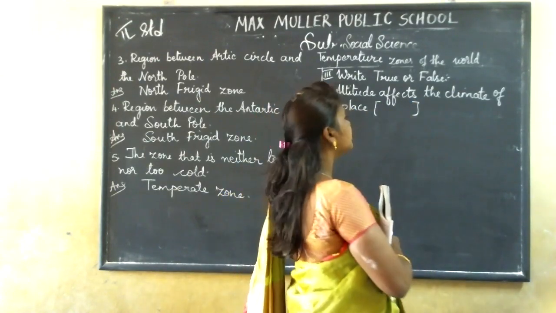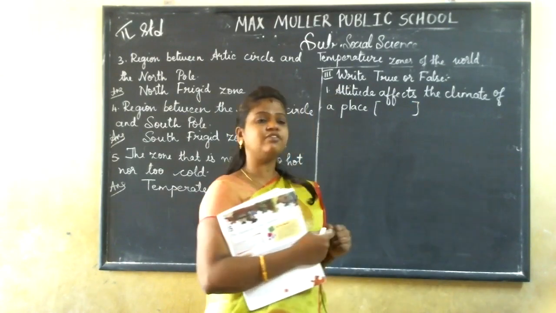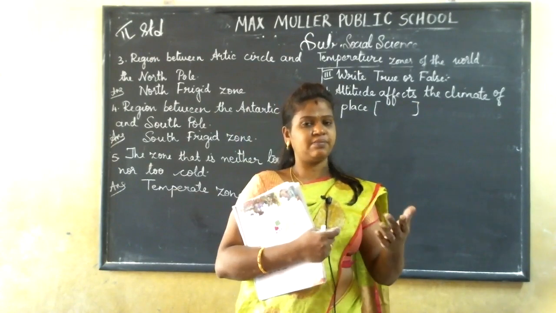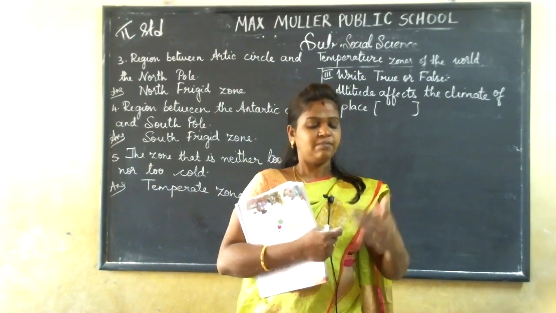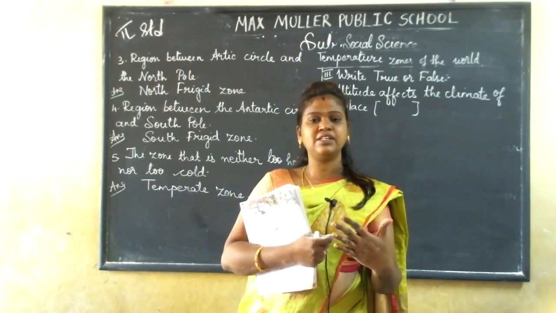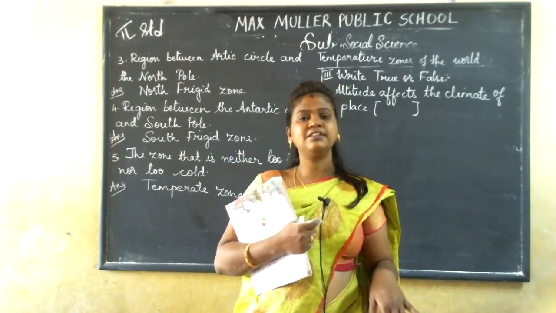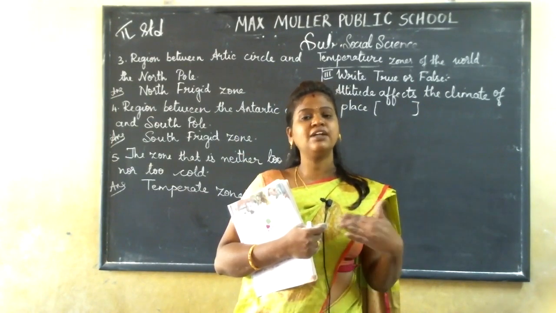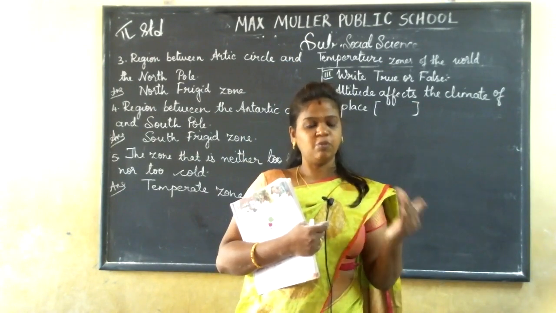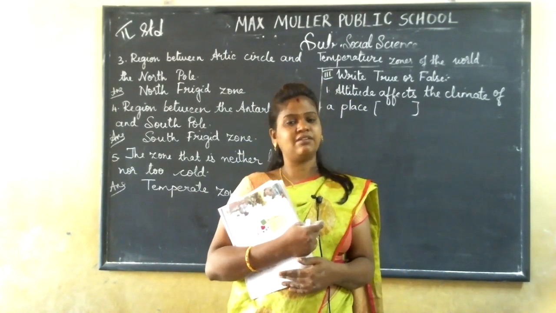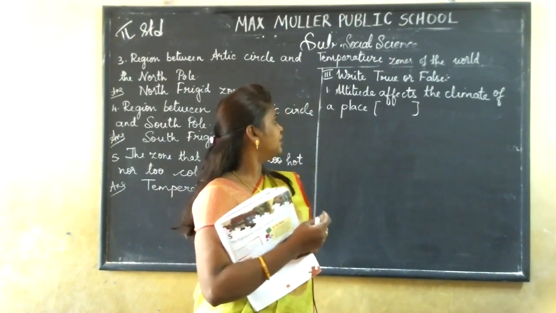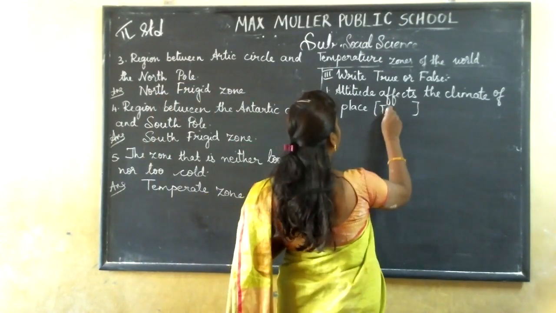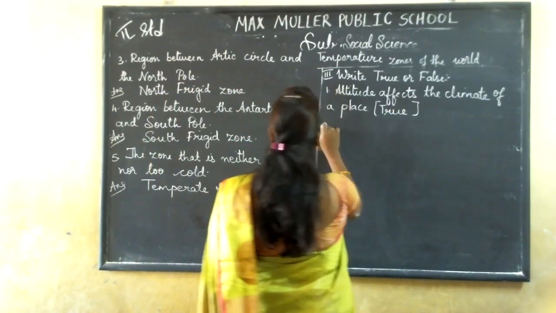So here, children, what happened? Here the altitude affects the climate of a place. Yes, it's true, because why, what happens? At the bottom of the mountain side, it will be a little hotter. When you start moving towards the hills, higher and higher, what happens? It will be cool. So here it affects the climate of a place. Yes, it is a true statement. Hence it is true.